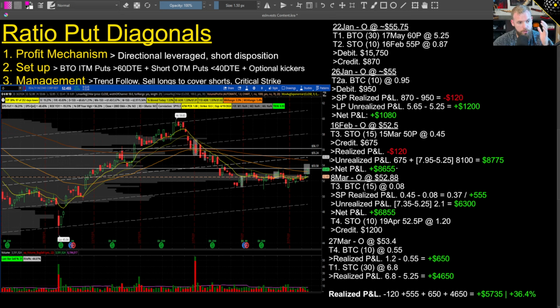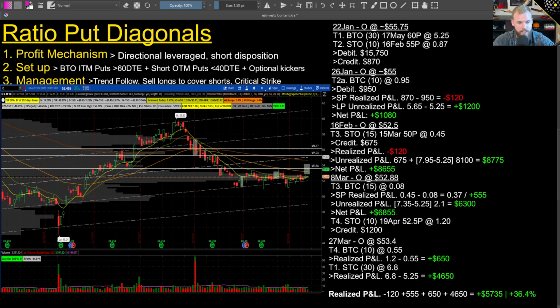Pretty simple trade overall. I didn't go through the cycle of selling some of the longs to cover the shorts. I only had one scenario where I was closing in the money shorts. And this is more so how I prefer these trades to unfold in their entirety, pretty simple.